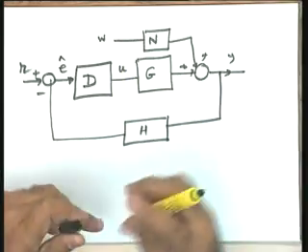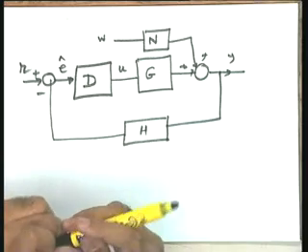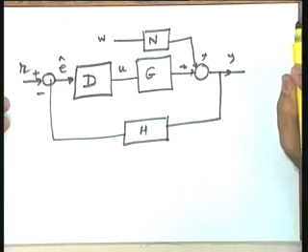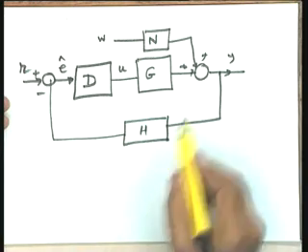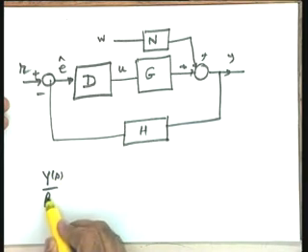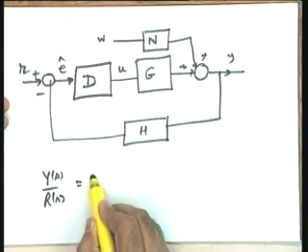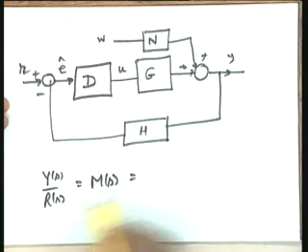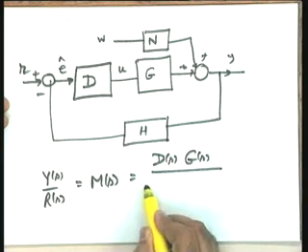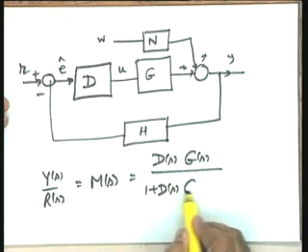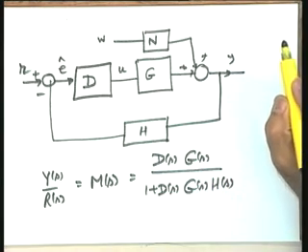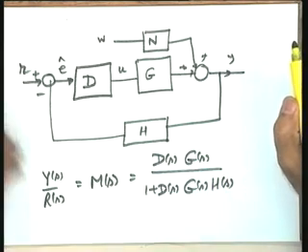This is the basic block diagram with respect to which the basic characteristics of feedback control systems are being discussed. The transfer function between Y and R is given as Y(s) over R(s). We have designated it by M(s) is equal to, as you know, D(s)G(s) over 1 plus D(s)G(s)H(s). This is your overall transfer function of the closed loop system.